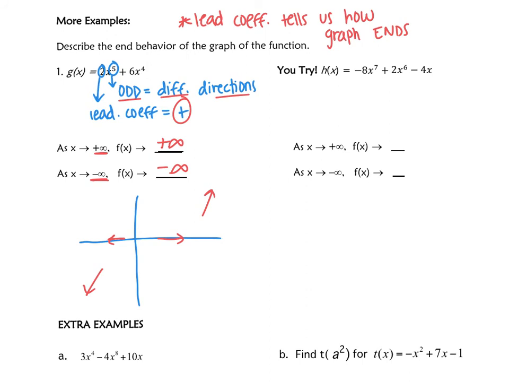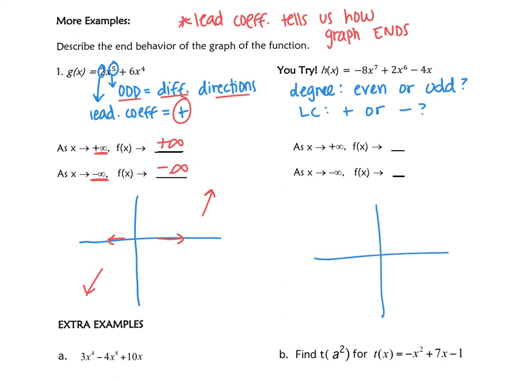Okay, you are going to try the next one. What I want you to do is figure out the degree. Is it even or odd? And then the lead coefficient. Is it positive or negative? You're then going to need to draw yourself a graph. Remember, the degree, the even or odd, tells you do they start and end the same or start and end differently. And then the lead coefficient will tell you how you end. So pause the video, try this one on your own, please.